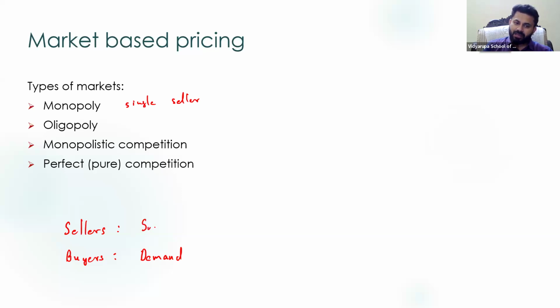So the supply will be controlled by the seller, by the company, by the business, and the demand will be controlled by the buyers, the customers. So this basic logic we need to understand, we need to appreciate. I hope you got it.